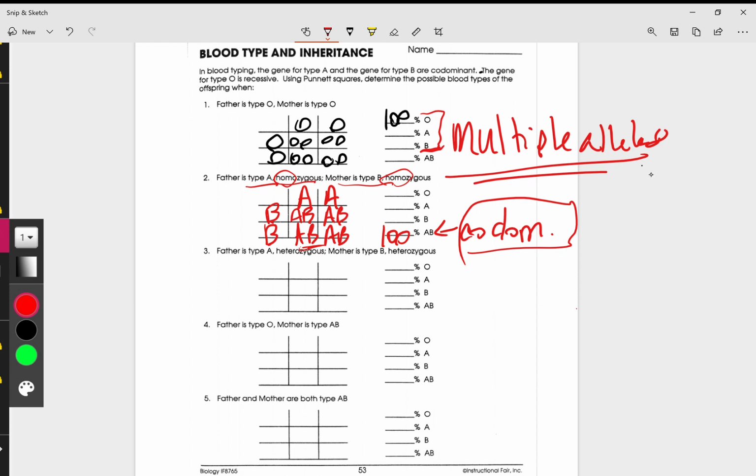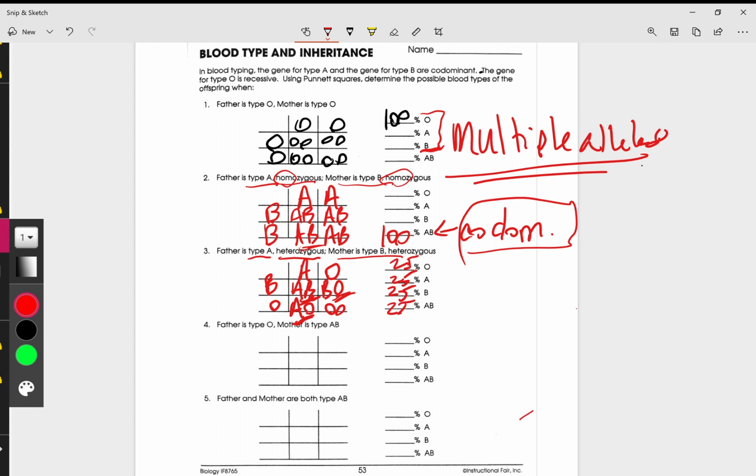Alright, number 3, it says dad is heterozygous for A. Heterozygous would be the AO. Mother is type B heterozygous, so it'd be BO. And then you'd get AB, BO, AO, and OO. So now I have a 25% chance of getting O. I have a 25% chance of having A blood. I have a 25% chance of having B blood. And I have a 25% chance of having AB blood, the codominance.